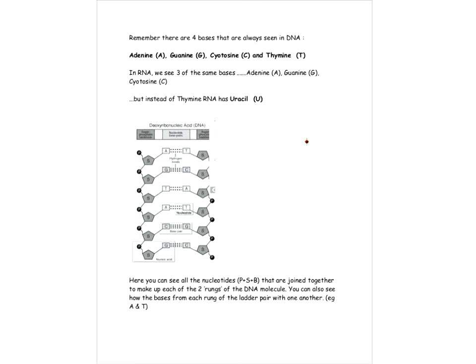Now what are we looking at in the next diagram? Well, the next diagram is showing that we have a whole bunch of these nucleotide subunits, and when we join them together, we have one strand of DNA. So here's one strand of DNA made up of a number of nucleotides, and here's the other. And you can see that the bases are joined together.